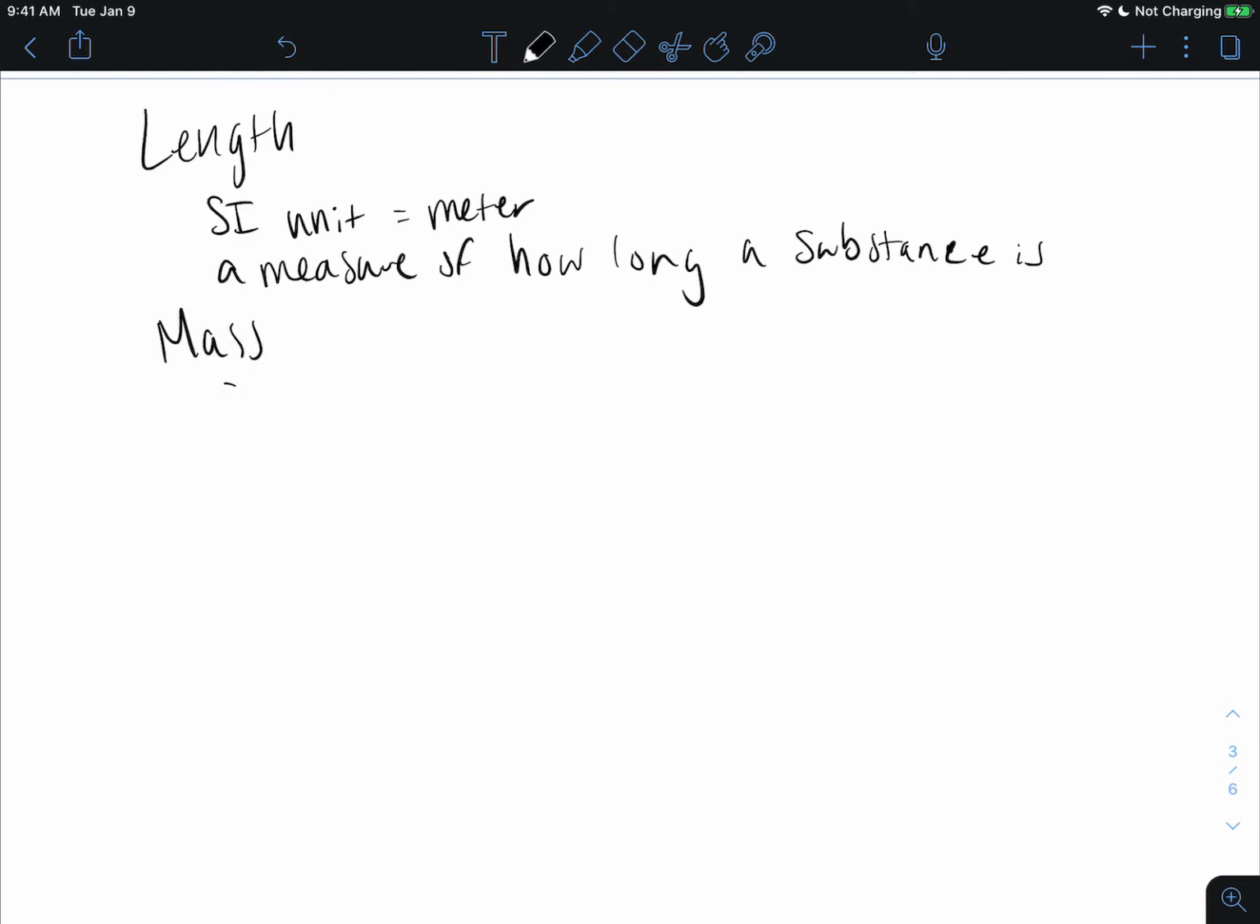Mass, our SI unit here, is the kilogram. But the base metric unit is the gram. The base SI unit is the kilogram, so a little bit of confusion there. But if we're going to add a prefix within our metric prefixes, we would add it to the gram, not the kilogram, just as a note, as kilo is a metric prefix, which equals 1,000. So for every 1 kilogram, there's 1,000 grams. So this is a measure of the amount of matter.